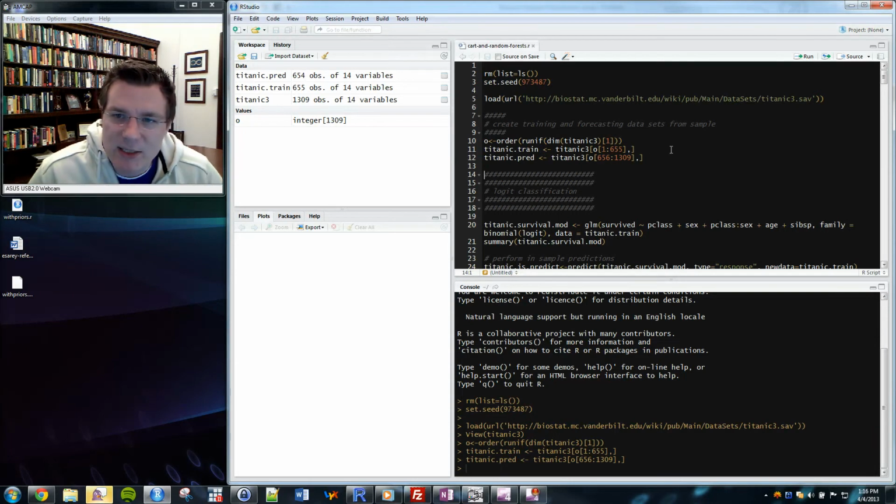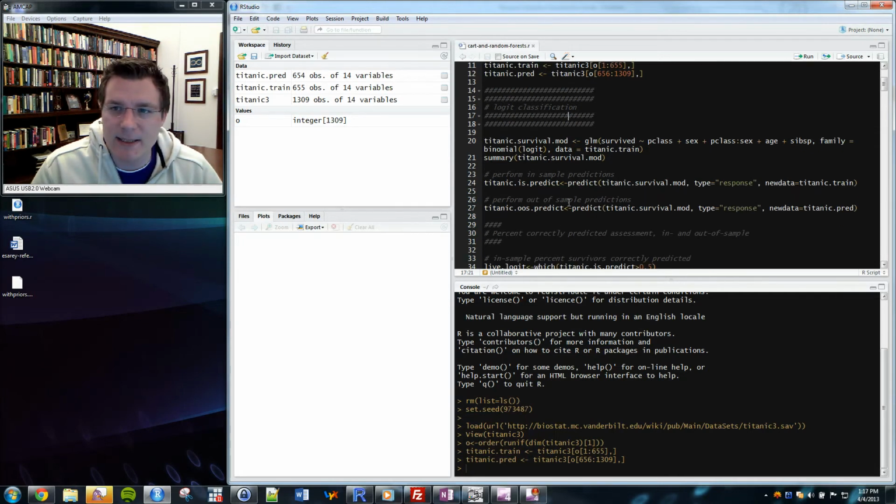So the training data is what I'm actually going to use to fit my models, and the prediction data is what I'm going to use to test the models. And I've split the data roughly in half for this purpose. And this order statistic just creates a random ordering so that I'm picking passengers at random for inclusion into the training and prediction data sets.